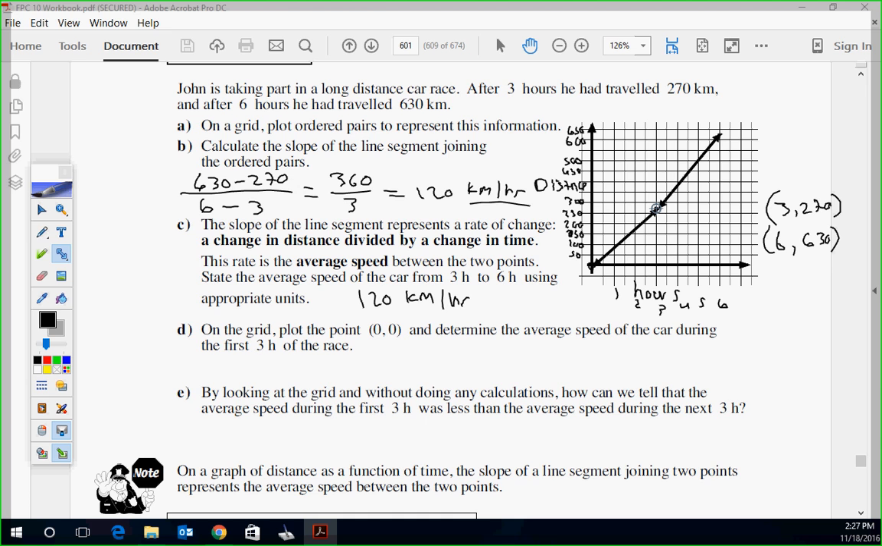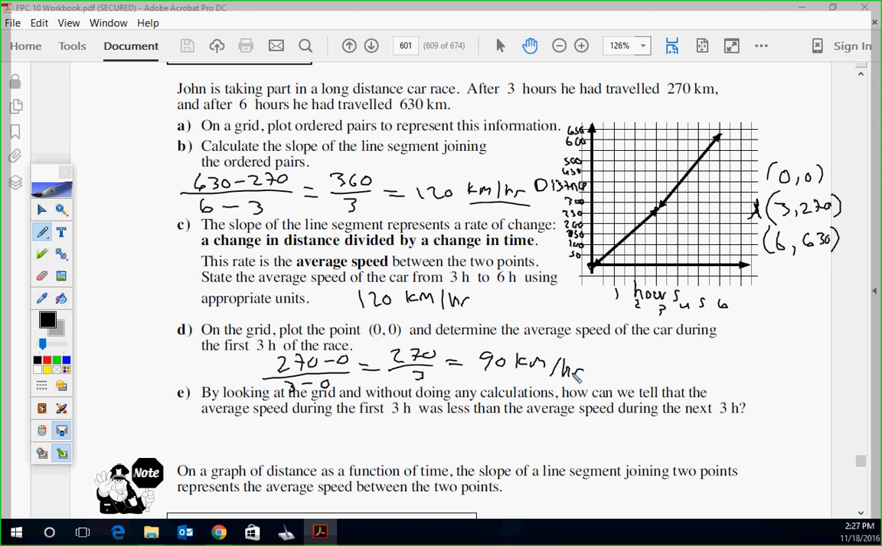Okay, so we're going to go ahead and do the slope between the first two. So that'd be this point and 0, 0. 270 minus 0 over 3 minus 0. We got 270 over 3, which is 90. Why did it change? Can you think of a realistic reason why it changed?